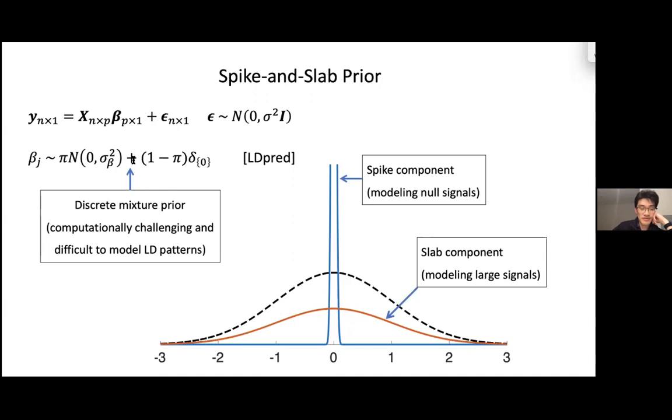And number two, unlike the infinitesimal normal prior, which has a closed form multivariate update of the SNP effects, the spike and slab prior does not allow for a multivariate effect estimate. So in posterior inference, one has to update effect sizes SNP by SNP, which makes it very difficult to incorporate LD information in this model estimation procedure.